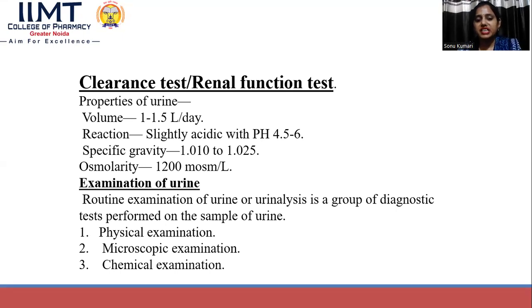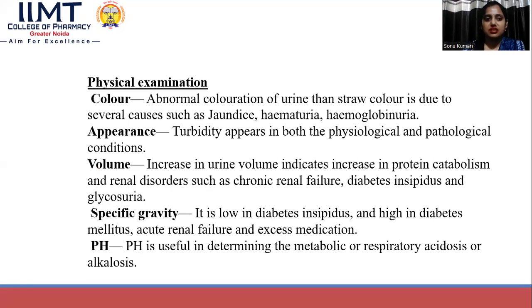Examination of urine. Routine examination of urine, or urinalysis, is a group of diagnostic tests performed on urine. First is physical examination, second is microscopic examination, third is chemical examination. In physical examination, we observe first the color, abnormal coloration of the urine. Straw color is due to severe causes like jaundice, hematuria, hemoglobinuria.